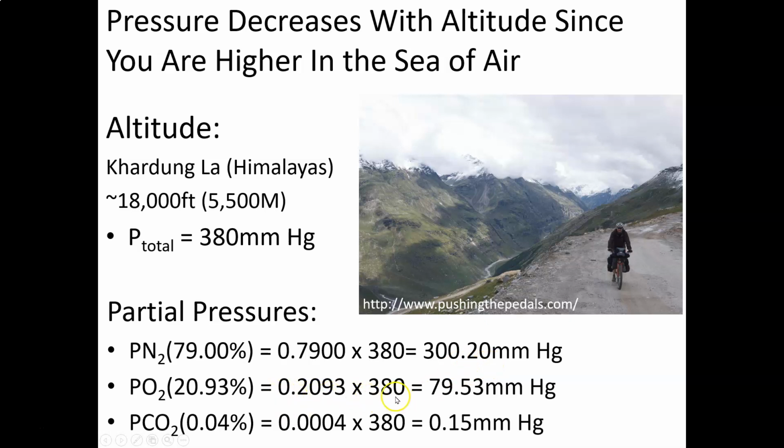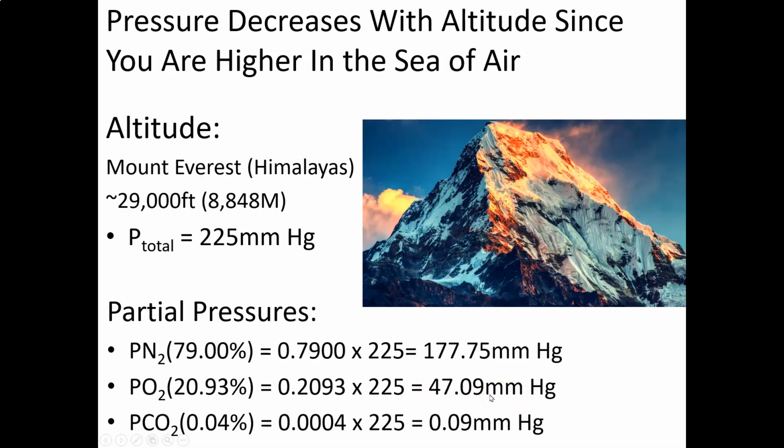0.2093, right, for oxygen times 380. Remember, it was almost 160. Now it's 79.5. And then the 0.004 times 380, that was 0.3. Now it's 0.15. So as you can see, as we move higher and higher in altitude, we have less and less oxygen available. Okay. Now let's get up to Mount Everest.